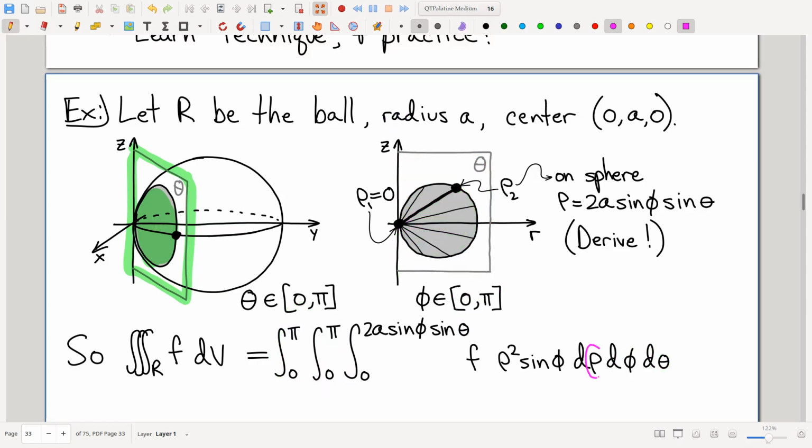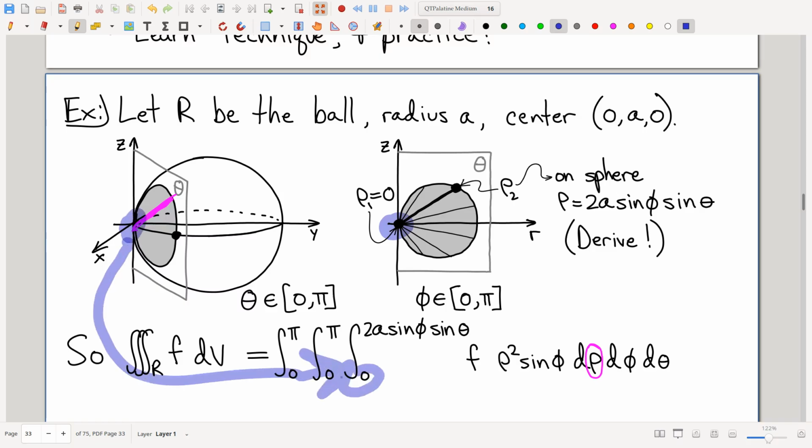And then the rho game. What do we do with rho? Well, we look at one of those slices. That's going to be a slice kind of like that. Rho starts there, which is the origin. So we start at rho equals 0. And rho ends there, which is on the sphere, which again is, okay, well, we got to figure out the equation of that sphere.